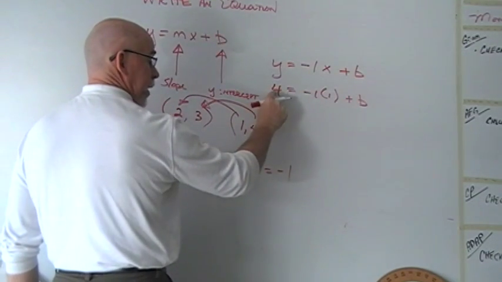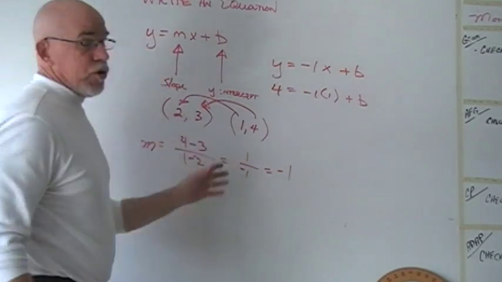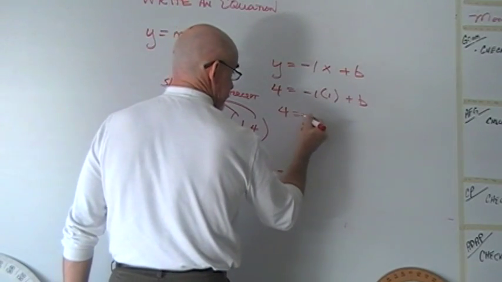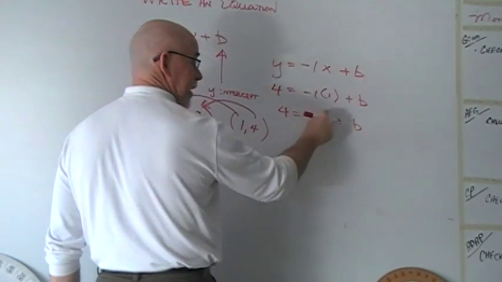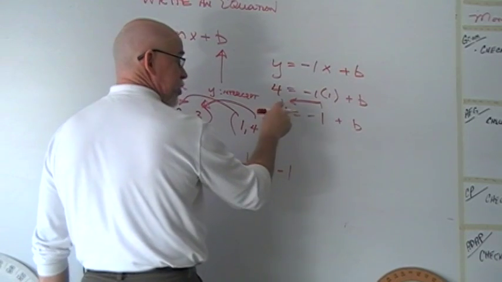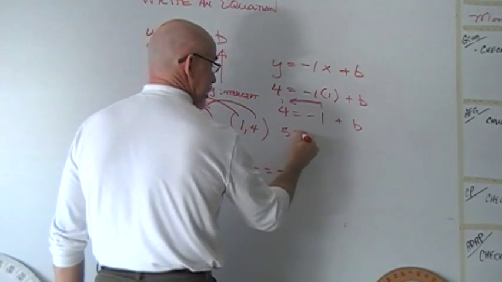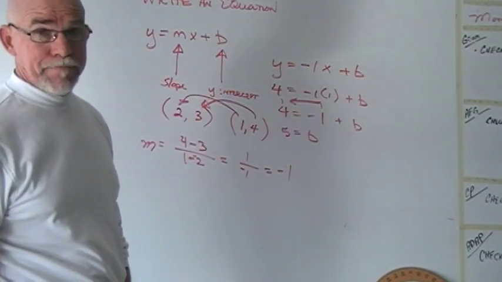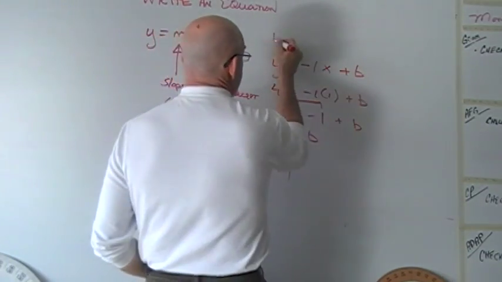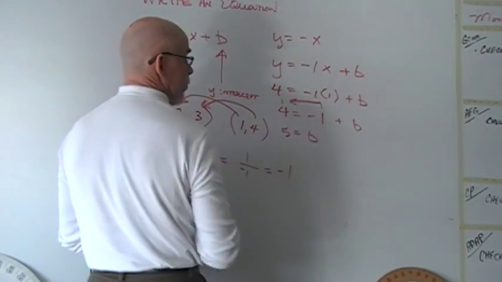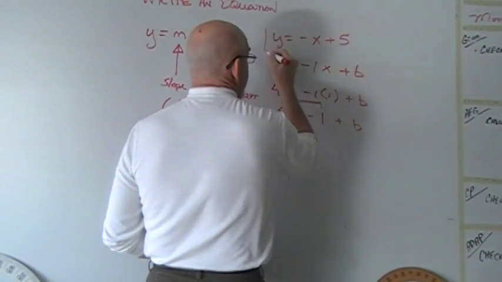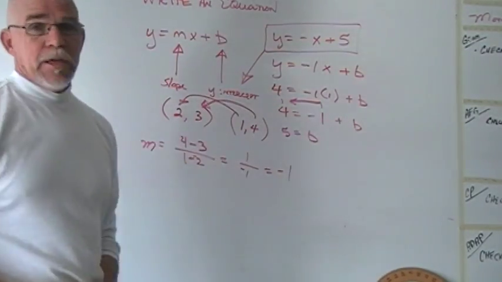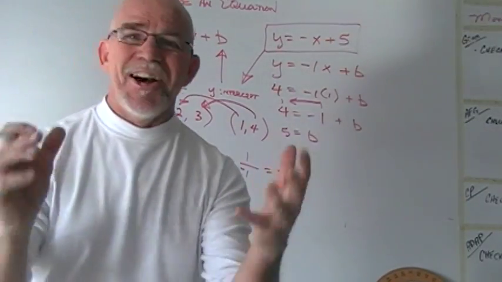Plugging 4 in for y and 1 in for x, now all you've got is just one letter in there. It's easy to solve, knowing that negative 1 times 1 is negative 1. Knowing that I need to move that negative 1 to the other side, change its sign, and add it to its like term, I can easily solve for b. Cool? So now I can go back and rewrite that equation, knowing that the slope is negative 1 and the y-intercept, or b, is 5. There's the equation for that line that goes through those 2 points.